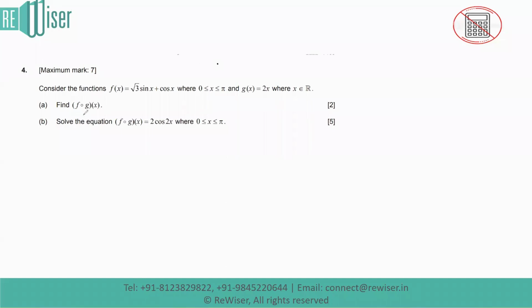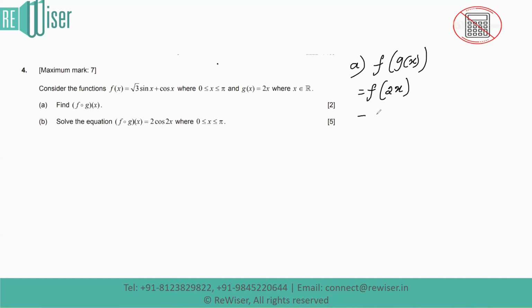Consider the function f of x equals root 3 sine x plus cos x, where x is between 0 to pi, and g of x is given as 2x. For part A, all we need to do is find f of g of x. We know the expression for g of x is 2x, so f of g of x would be the same as f of 2x.